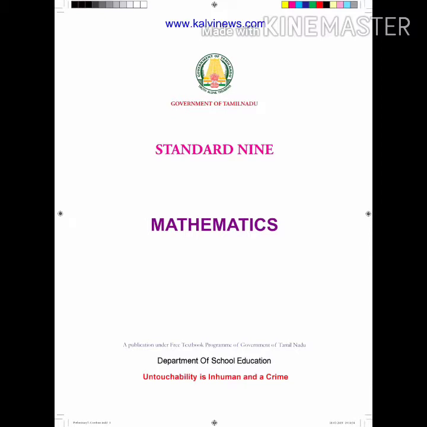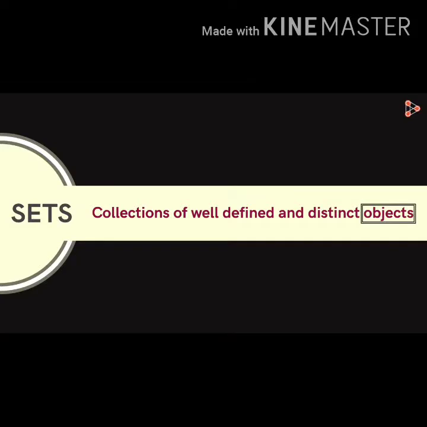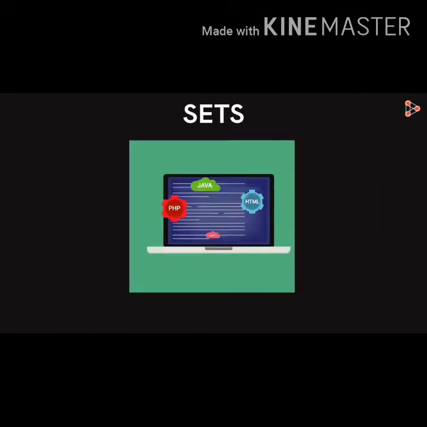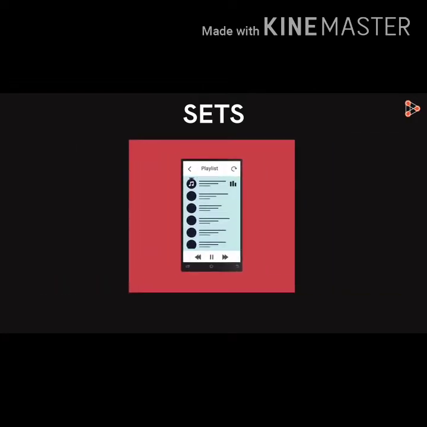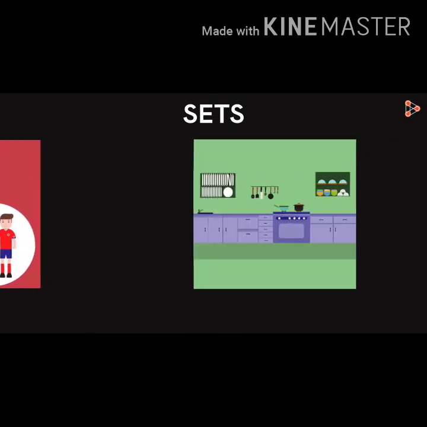In ninth standard mathematics, the first chapter is set language that you know very well. The definition of set is a collection of well-defined and distinct objects. Sets are used by experts for economic analysis and it is also widely used in programming. All of us use it in our daily life as well. We use sets when we select a set of songs from a playlist, and also use it to create a team of people and to arrange utensils in a kitchen.